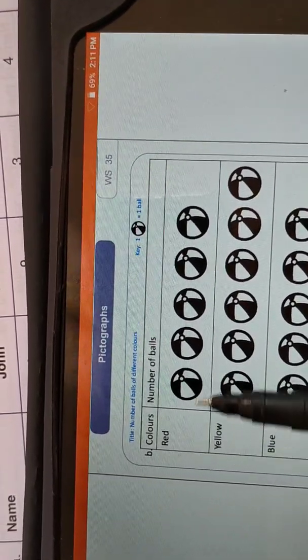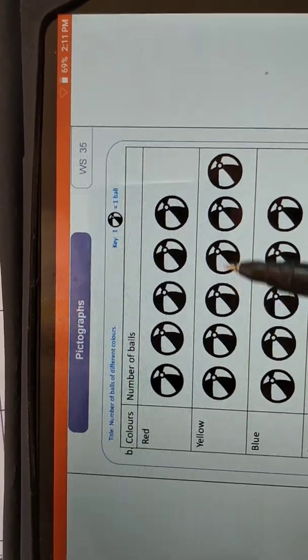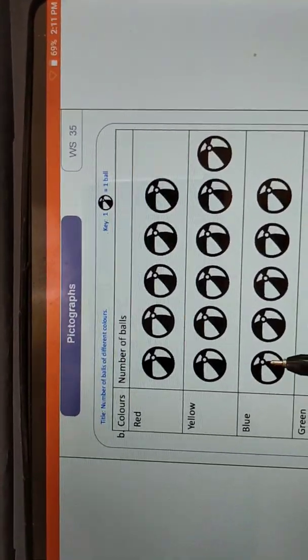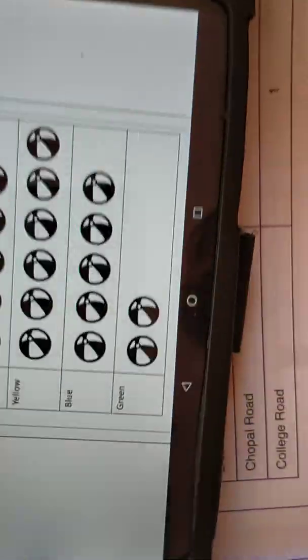Number of the balls: red, how many are there? 1, 2, 3, 4 and 5. Yellow 1, 2, 3, 4, 5, 6. Blue 1, 2, 3, 4, 5. Green 1 and 2. So this is called a pictograph.